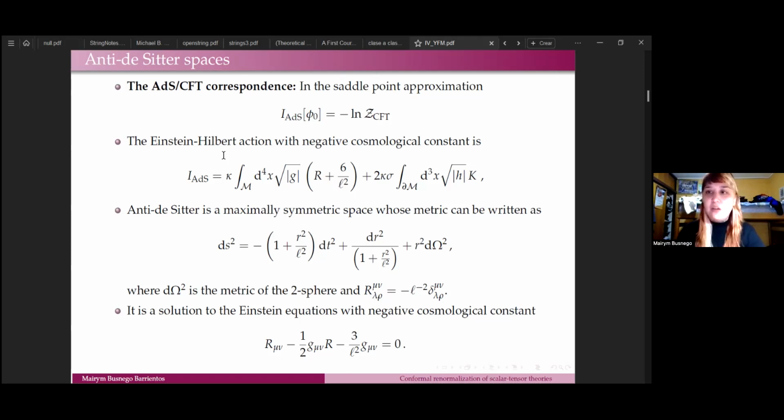And then we have the Einstein-Hilbert action with negative cosmological constant. This is this action right here. We still have the Gibbons-Hawking-York term in order to fix the variational principle. And anti-de Sitter is a maximally symmetric space whose metric can be written in this form. This is the usual way we see the metric of anti-de Sitter, where omega squared is the metric of the 2-sphere. And this equation right here tells us that anti-de Sitter has constant curvature. So it's a maximally symmetric space, as I was saying. And this is a solution of the Einstein-AdS equations with negative cosmological constant, which are this equation right here.